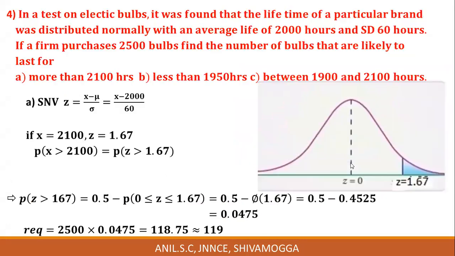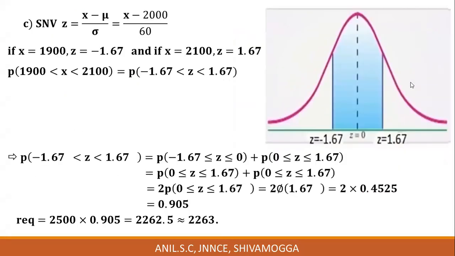Next, third case. What is the third case? Between 1900 and 2100 hours. Z remains the same. Z is equal to x minus mu divided by sigma, and required is the probability when 1900 less than x less than 2100. This is the expression for Z: x minus 2000 divided by 60.